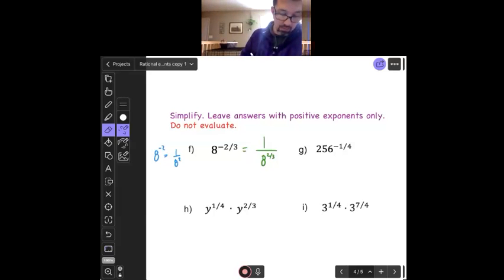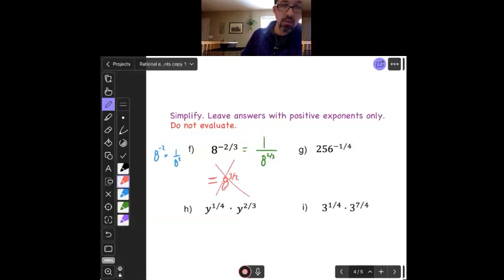I think the main mistake I see people make with this, they say, oh, negatives, that means I flip it, and they give me back this. The whole thing drops to the bottom, becomes a positive exponent now. That's all we're doing right now.